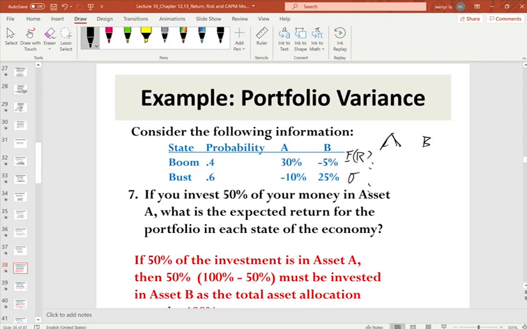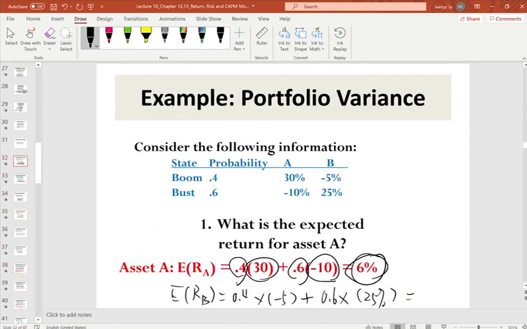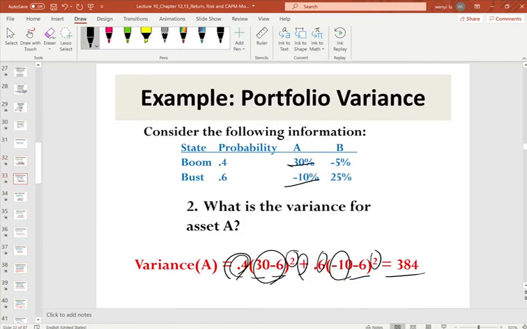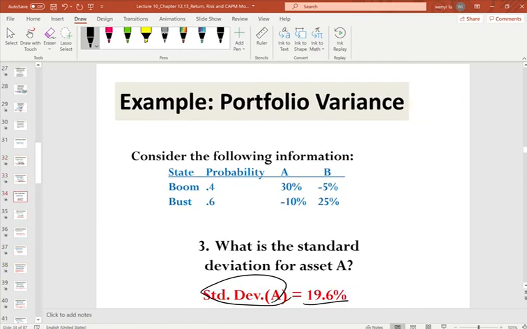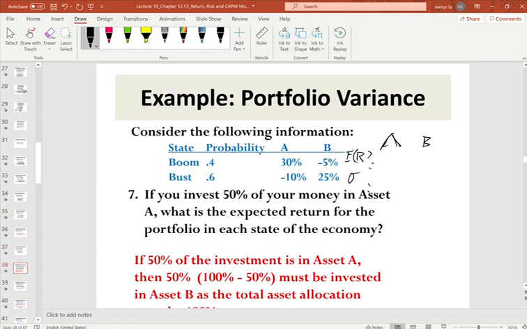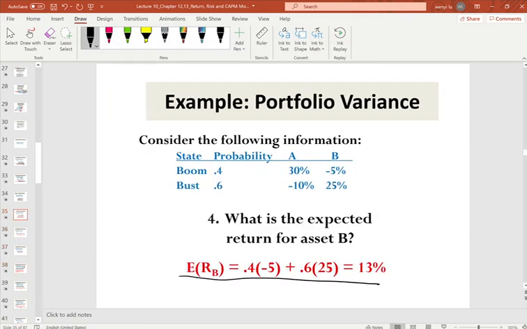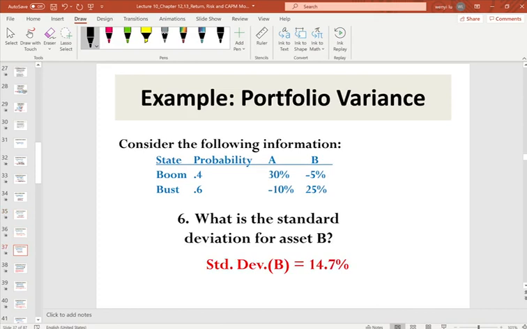A's expected return, we already solved, is 6%. Risk is 19.6%. For the B stock, return is 13%, and risk is 14.7%.